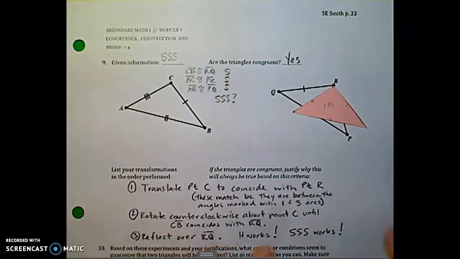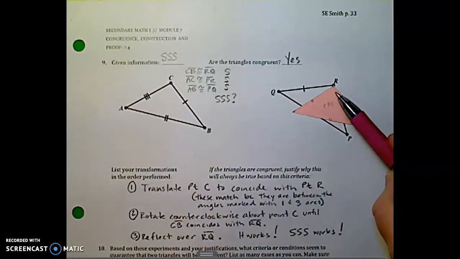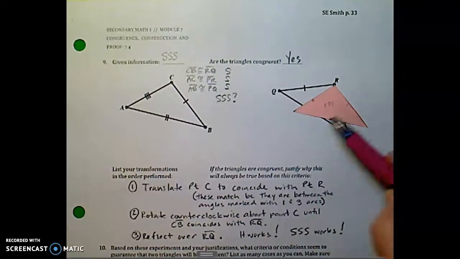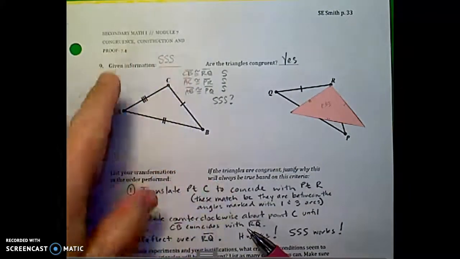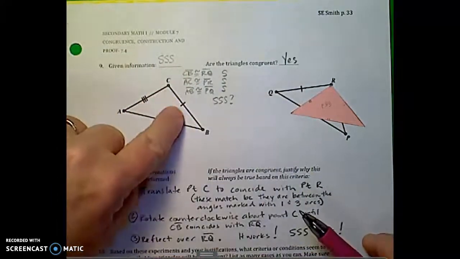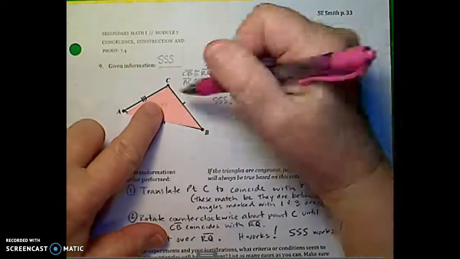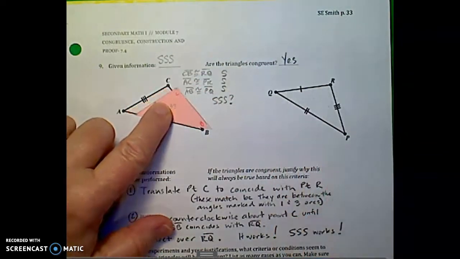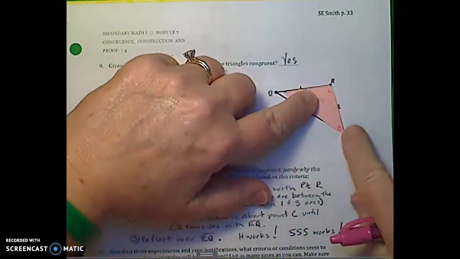I'm going to rotate. I'm actually going to go counterclockwise. That makes sense. About point C and R right here until this side, CB, corresponds with RQ. CB, if we remember where that is, has a single tick mark. That's this side. Let's be careful about that. CB, this side, needs to correspond with QR. So here I go. I'm going to match up C and R. Then I'm going to rotate counterclockwise. I'm going to keep going.